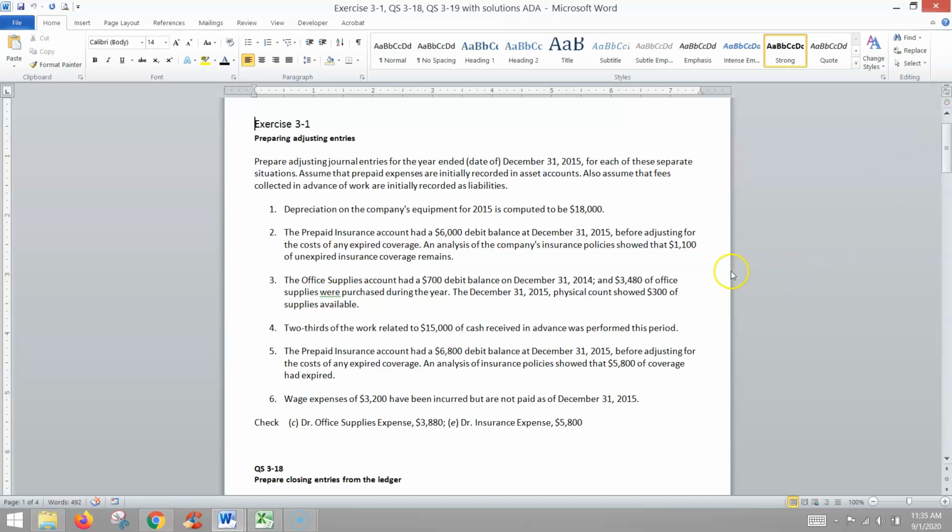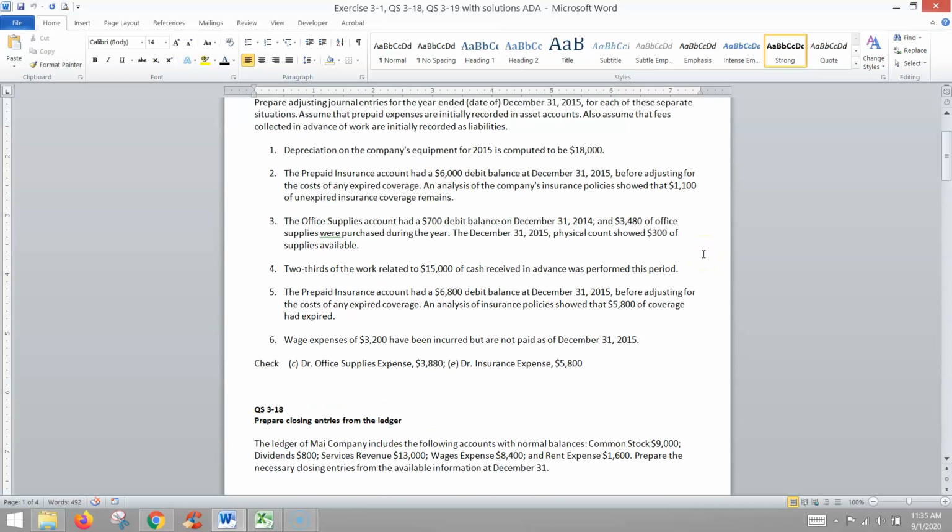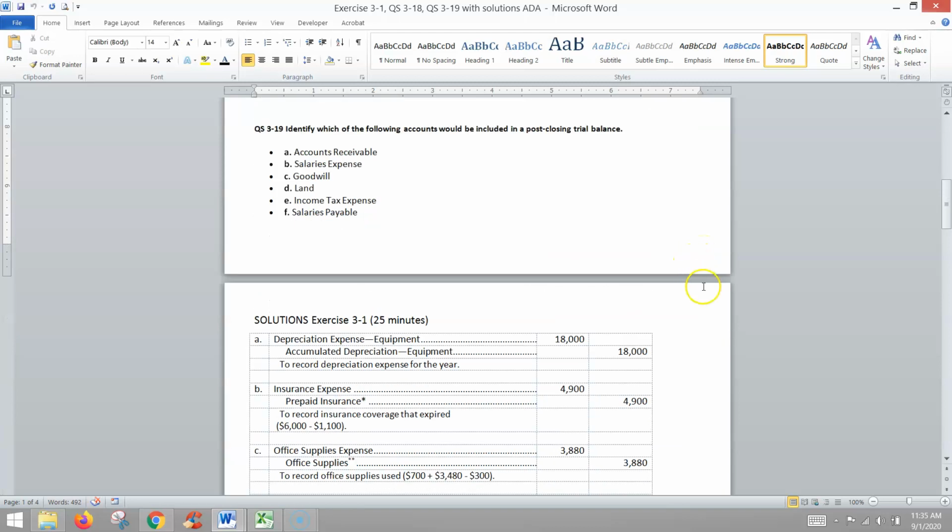So you have to read it carefully. It's not telling us the amount that has expired. It's telling us the amount that has not expired. So we're going to subtract the two amounts to determine the insurance expense. The journal entry is going to be to debit insurance expense for $4,900 and credit prepaid insurance for $4,900.